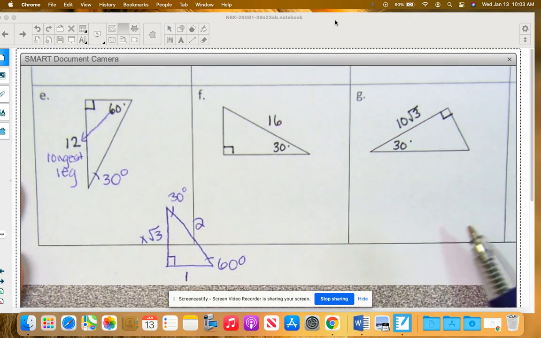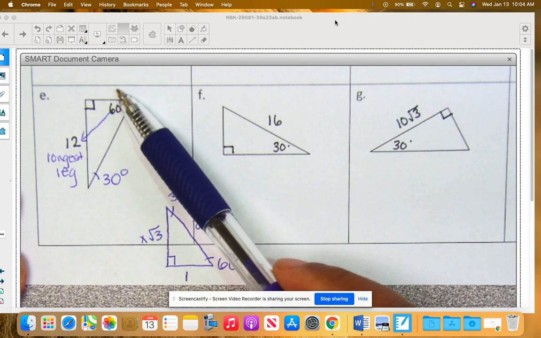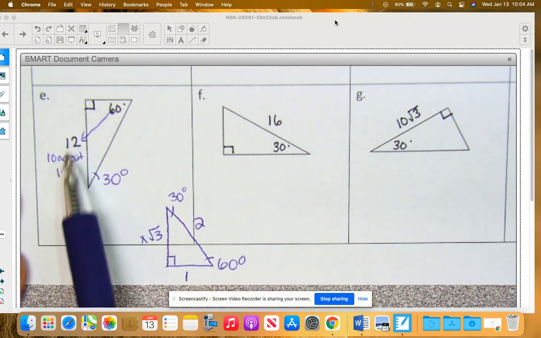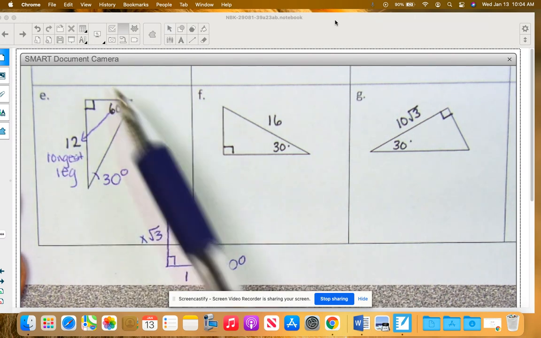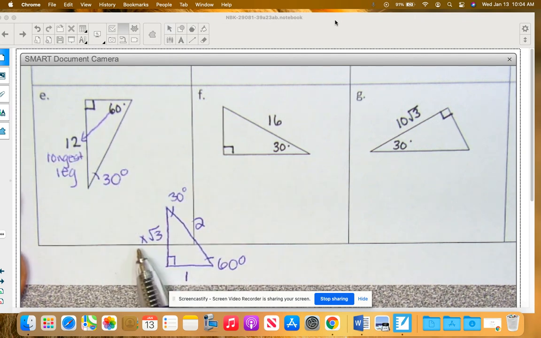In this picture, I'm looking for the hypotenuse, that's the longest side, and I'm looking for the short leg. So we have the longest leg, and we're looking for the short leg and the hypotenuse. Now, the longest leg is equal to x times the square root of 3. Again, the longest leg is equal to x times the square root of 3.